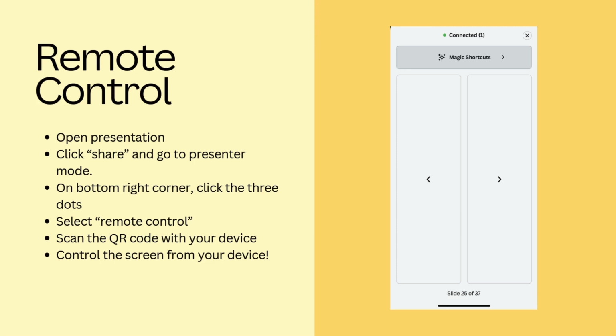device. To access the remote control, open your presentation and click Share. Once you're in your presenter mode on the bottom right-hand corner, there are 3 dots. Once you click that, you can then select Remote Control. A QR code will pop up, which you can then scan with your device and then control the screen from your personal device.